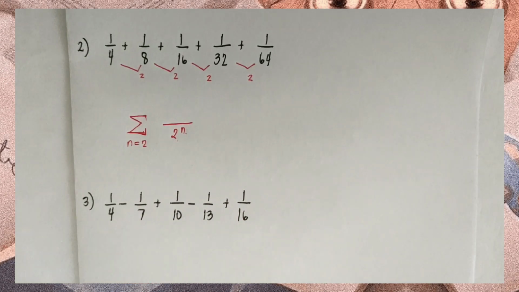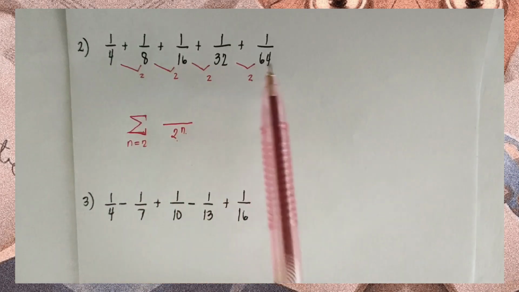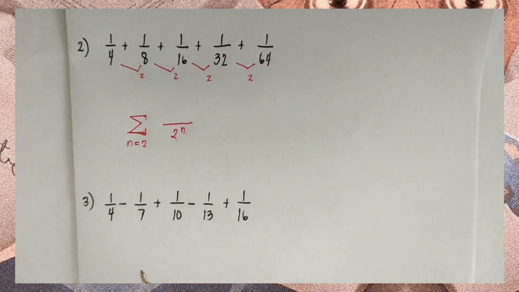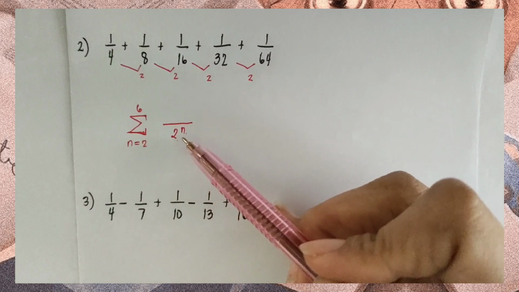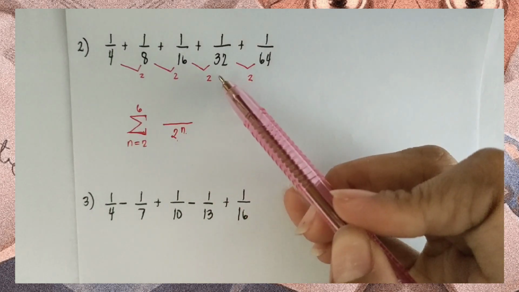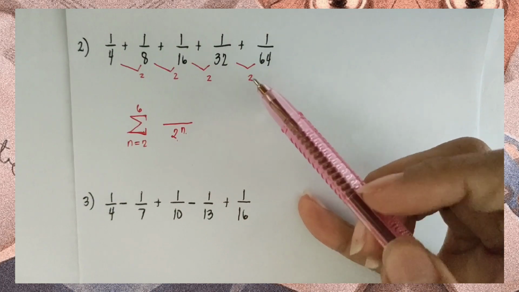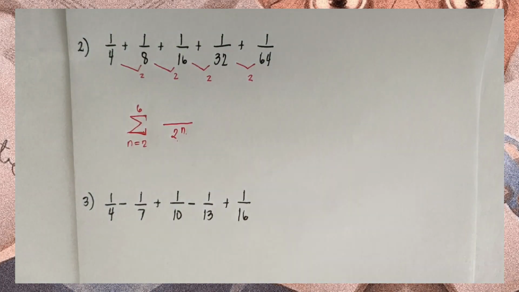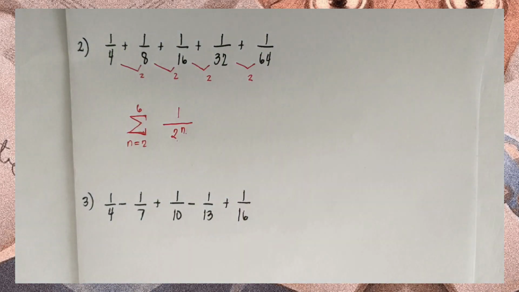Now, what will be our upper limit? We have 6. Very good. Our upper limit is 6. So let us check. 2 raised to 5, that is 32. And then 2 raised to 6, 64. The numerator will stay at 1. This is now our answer.